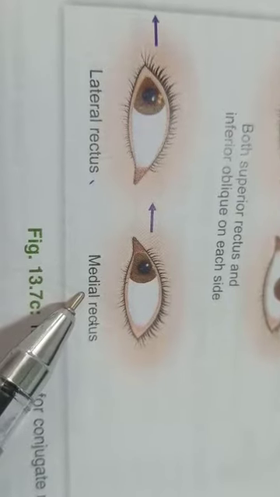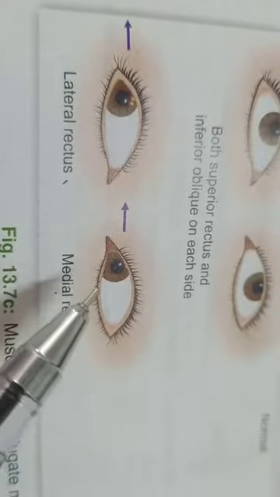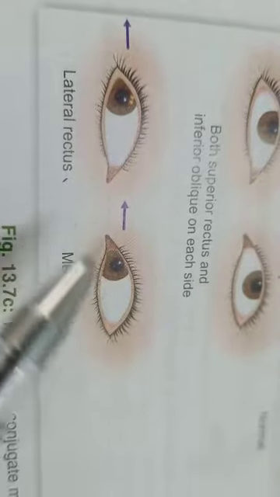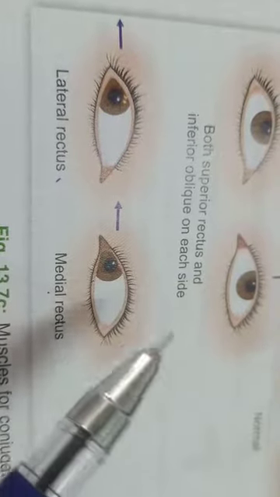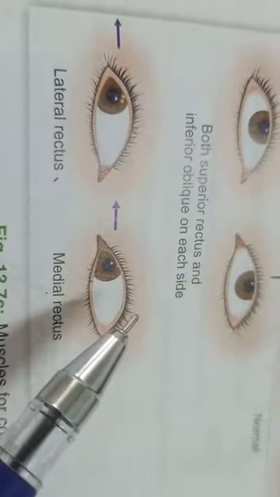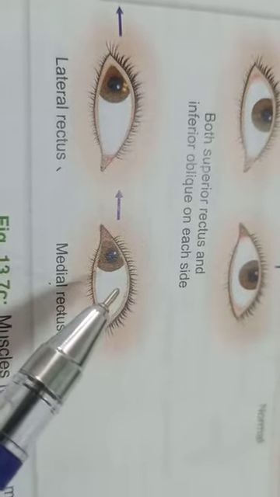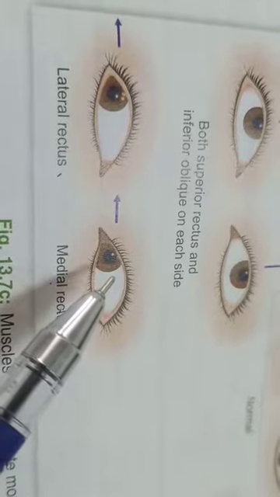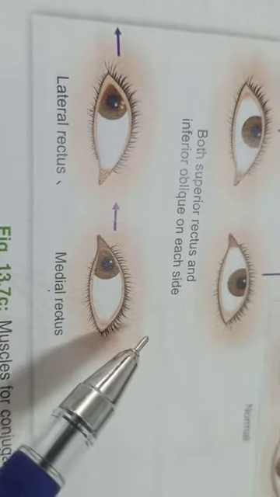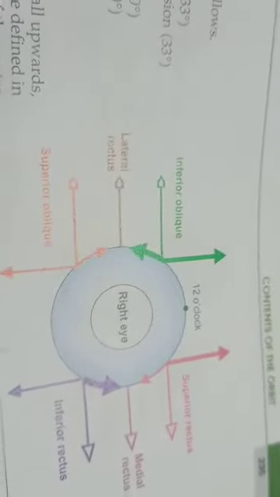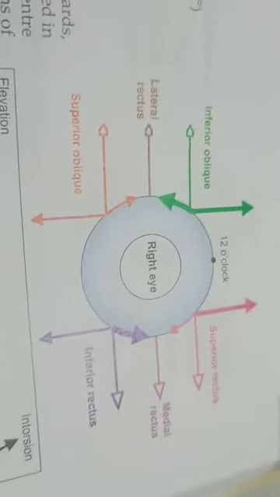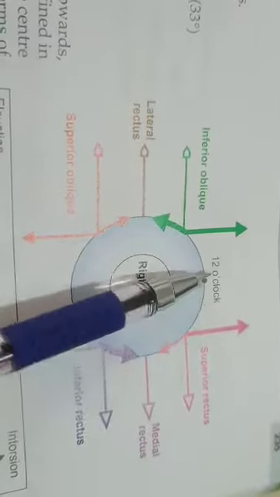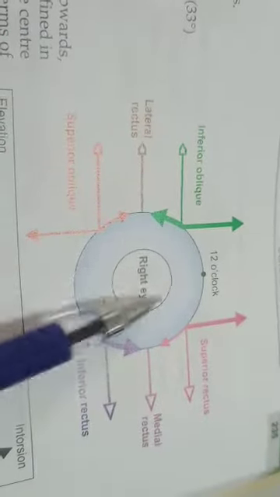Okay. Then other than elevation, depression, adduction and abduction, there are two other rotatory movements for the eyeball. That is known as intorsion and extorsion. So intorsion is the medial movement. We can see this diagrammatic picture. This is the 12 o'clock position. This is our eyeball, the right eye.